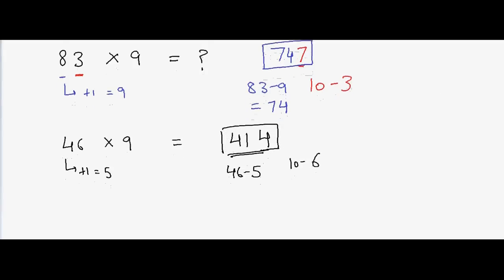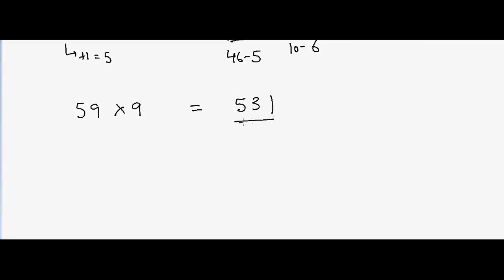Now let's try it faster for some other number. So suppose I have 59 and I want to multiply by 9. In that case, 10 minus 9 is 1. So first is 1, and then 5 plus 1 is 6. 6 minus 9 is 3, so 53. So that will be my answer. So you can see that I can do the calculation very fast.